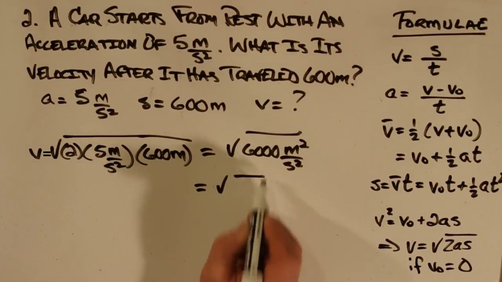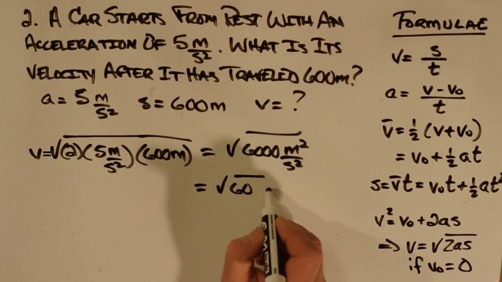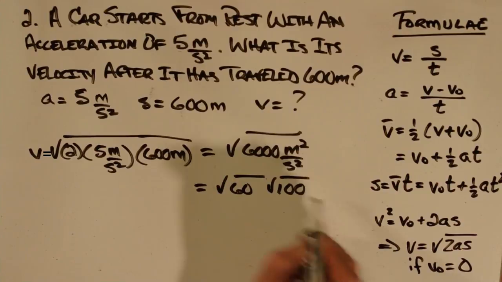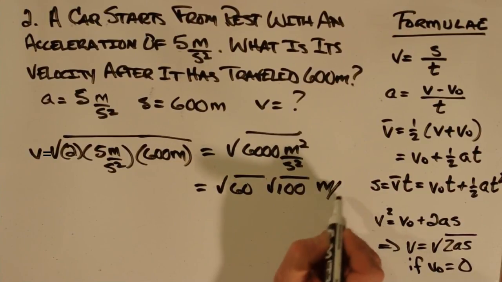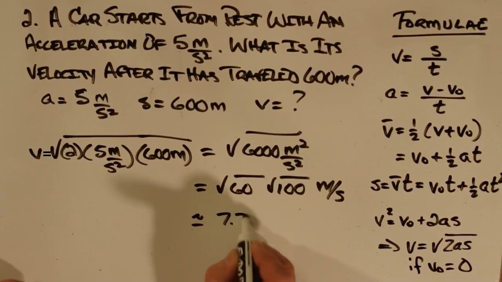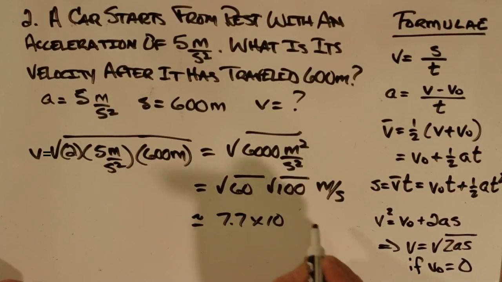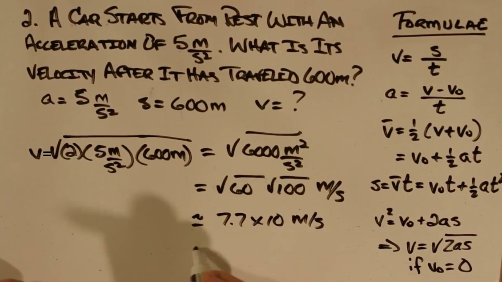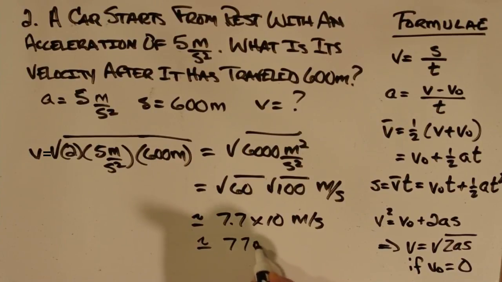squared. We can break that down into the square root of 60 times the square root of 100 meters per second. The square root of 60 is about 7.7. Square root of 100, of course, is 10. So 7.7 times 10 meters per second, or 77 meters per second. And the problem is solved.